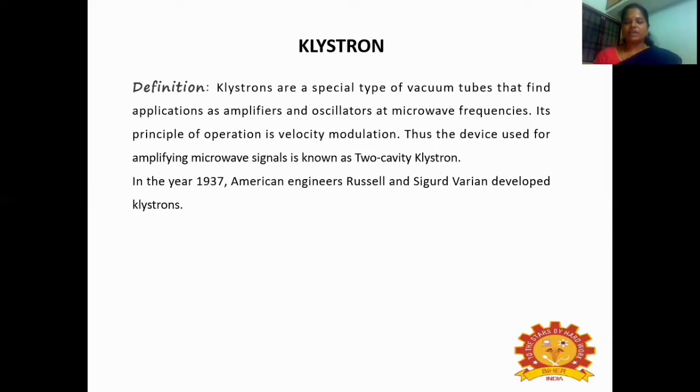This klystron works on the principle of velocity modulation. The device used for amplifying microwave signals is known as the two-cavity klystron. In the year 1937, American engineers Russell and Varian developed the klystron.